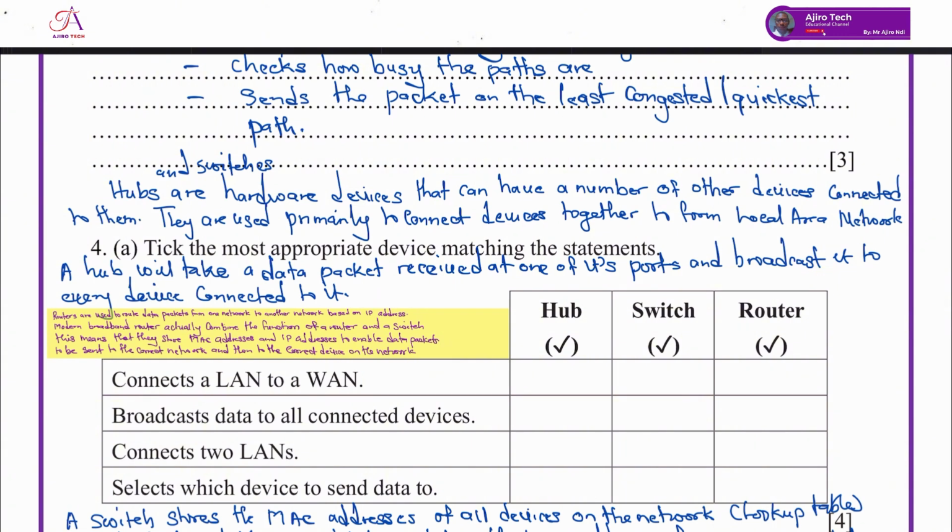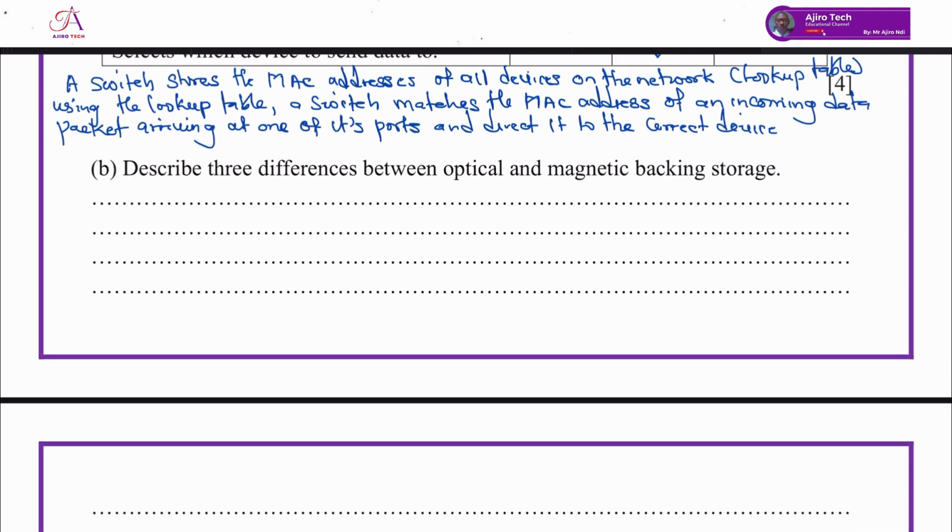So we have connect a LAN to a WAN. This is possible with the router. Why? Because devices are connected to the switch, and the switch is then connected to the router, and from the router you have the internet. Broadcast data to all connected devices: that's the hub. Connect to LANs: the hub and the switch, right? Select which device to send data to: that is the switch.